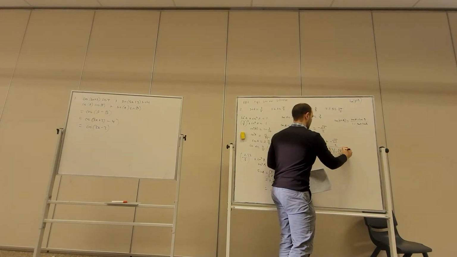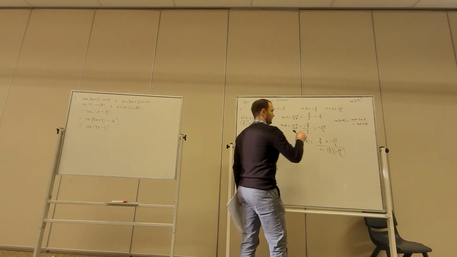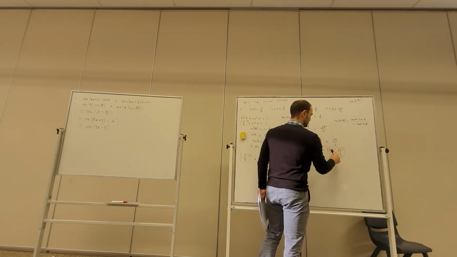Mr. Ross, isn't it supposed to be a positive square root of 5 on 2? Because the two negatives cancel. Yes. Thank you. Yep, absolutely. Good pick up.